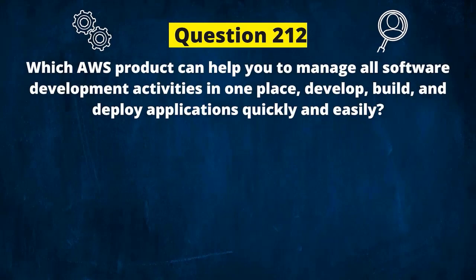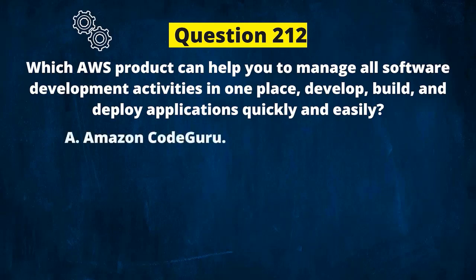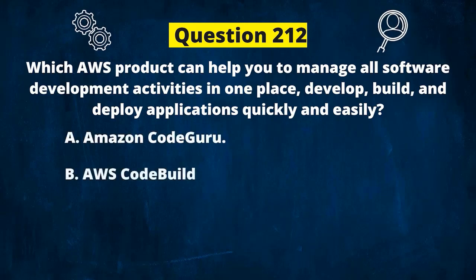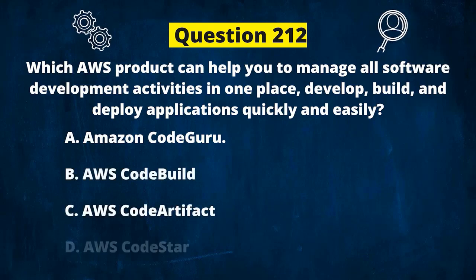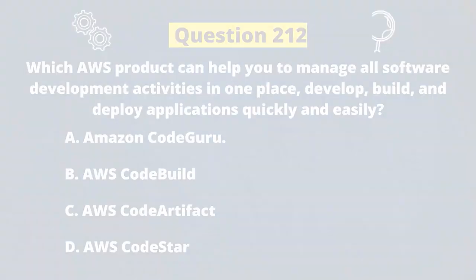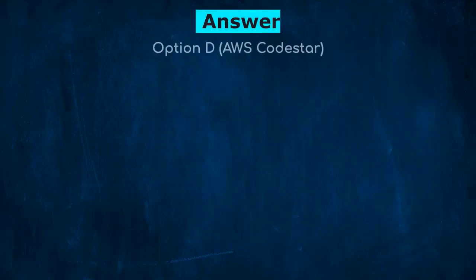Next question. Which AWS product can help you to manage all software development activities in one place, develop, build, and deploy applications quickly and easily? And the options are A. Amazon CodeGuru, B. AWS CodeBuild, C. AWS CodeArtifact, D. AWS CodeStar. And the correct answer is option D.